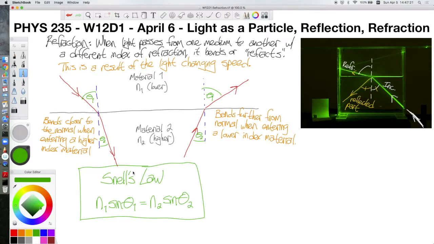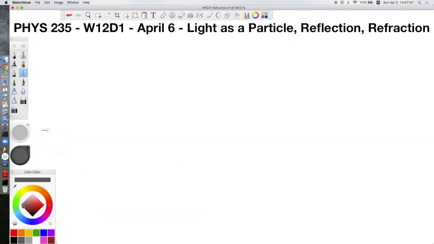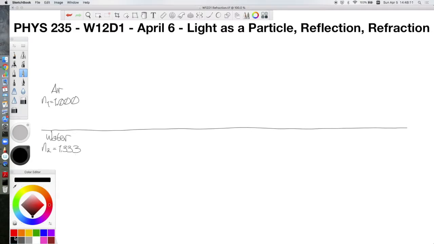So I want to consider a thought experiment here. I'm going to clear off some space here so that we can talk about it. For the sake of this example, we're going to have two regions, air up above and water down below. And let's imagine we are underneath the surface of the water and shining a laser up towards the surface.